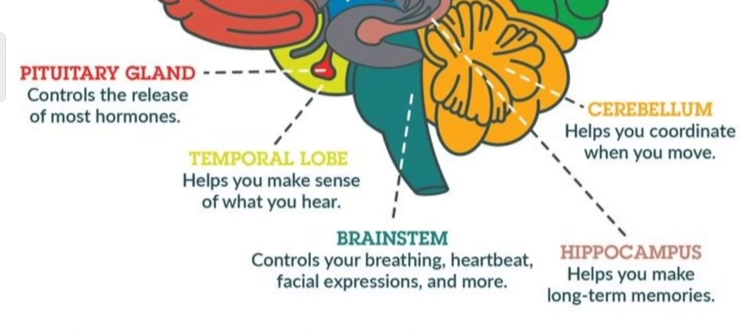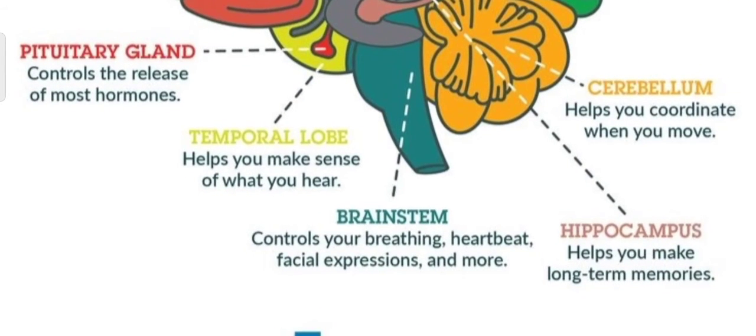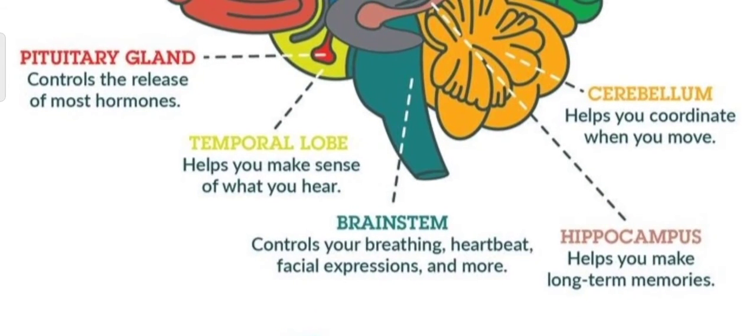Brainstem controls your breathing, heartbeat, facial expressions, and more. Breathing and heartbeat are very crucial, very important. And facial expressions we can do consciously, but breathing and heartbeat are always involuntary.